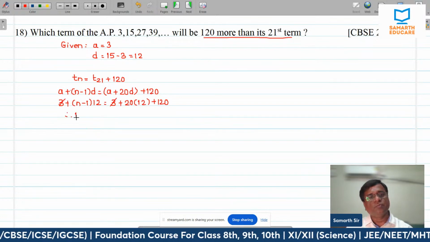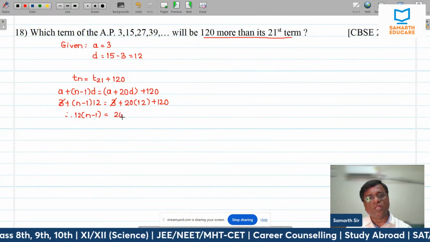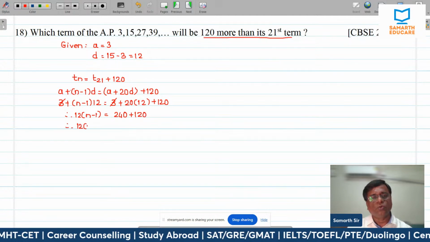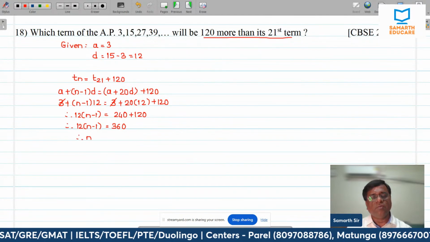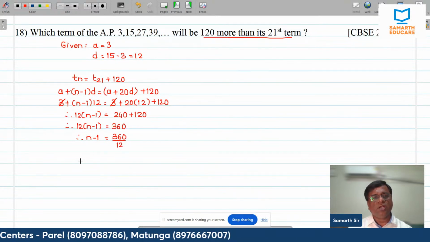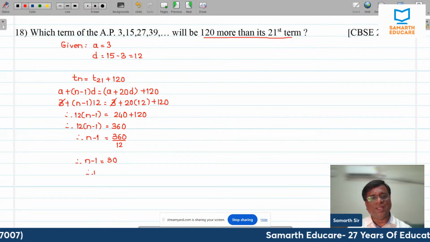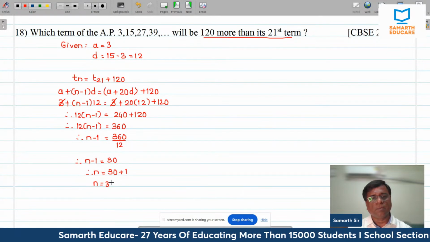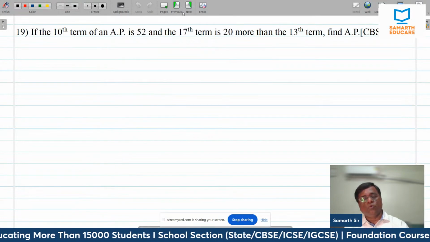So we have 12 into n minus 1 is equal to 240 plus 120. So we have 12 into n minus 1 is equal to 360. So the value of n minus 1 is 360 divided by 12. Value of n minus 1 is 30. So the value of n is 30 plus 1, which is equal to 31. Okay, now move on to the next question.